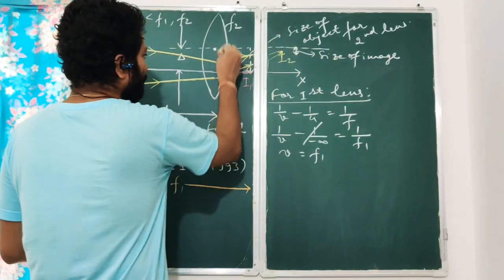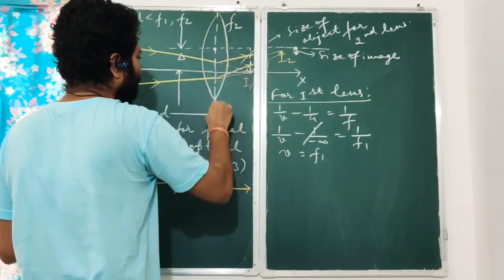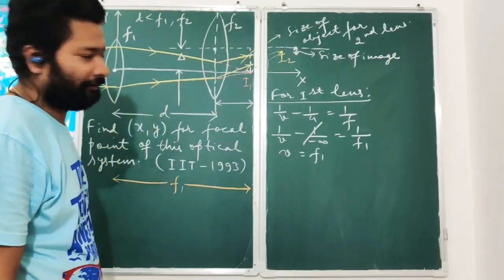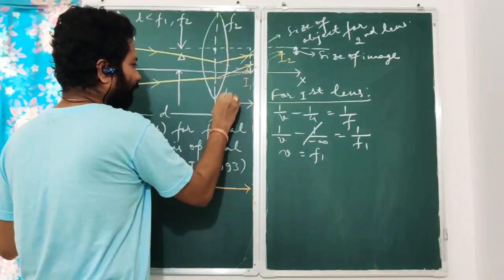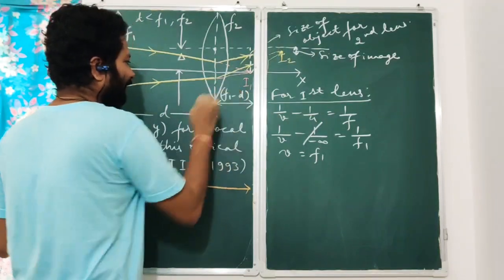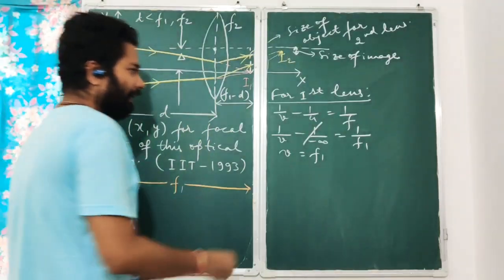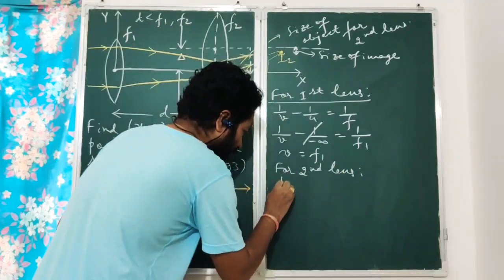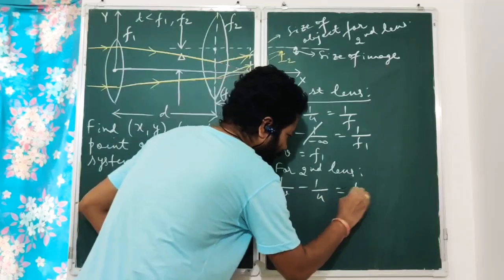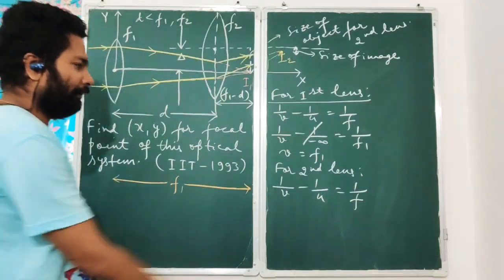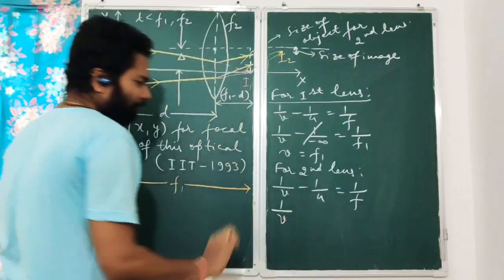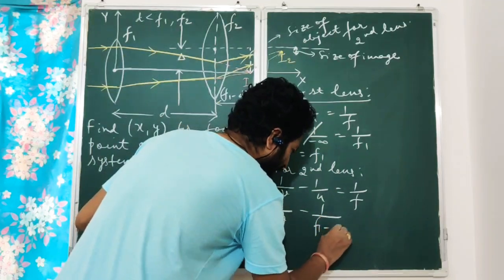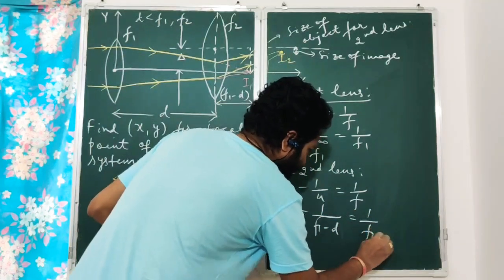So what will be the object distance for the second lens? This distance will become the object distance because this is acting as an object for the second lens. So what will be this distance? It will be f1 minus d. Now we can write for the second lens 1 by v minus 1 by u is equal to 1 by f, the formula, and we need to determine the value of v for the second lens. So we'll write v as the unknown minus u. What is u? f1 minus d. So write it f1 minus d, and it is f2.